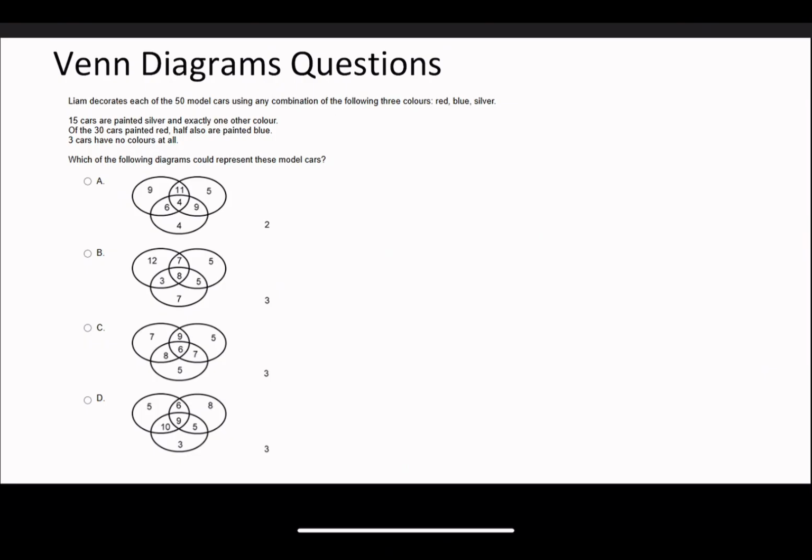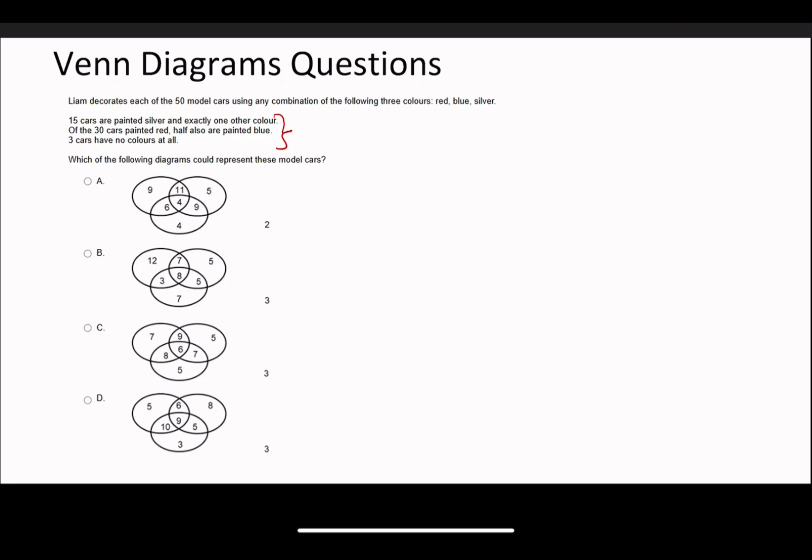But when I come back to it, you can see there are 3 statements here. 15 cars are painted silver and exactly one other colour. Of the 30 cars painted red, half also are painted blue. 3 cars have no colours at all. Which of the following diagrams could represent these model cars? Okay, it's an annoying question. I know a lot of people have the same reaction as myself when you see it, but obviously we do eventually have to learn to do them.